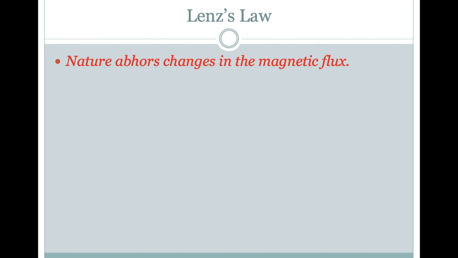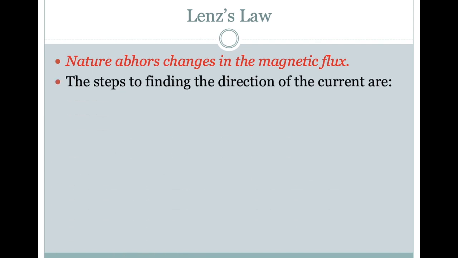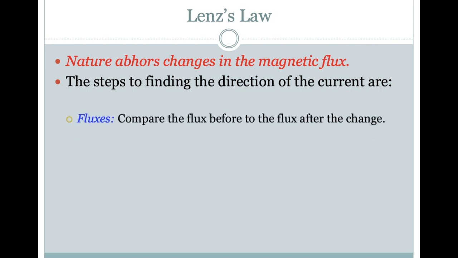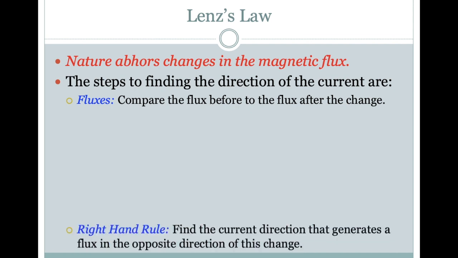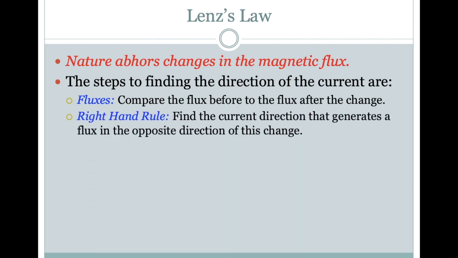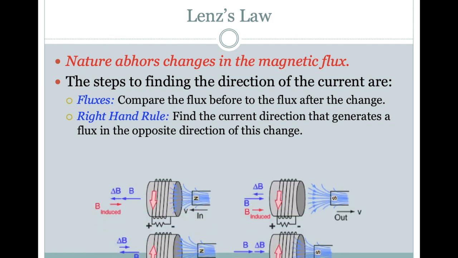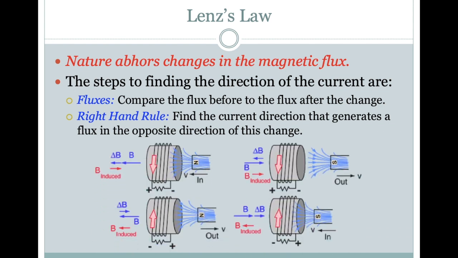Therefore, if a changing magnetic field causes a change in the flux, the circuit will respond by generating a current that opposes this. So, the steps to finding the direction of a current in a Lenz's law problem, or a Faraday's law problem, are to first consider the flux before and after the change. Then, we will use the right-hand rule to find the current direction that generates a flux in the opposite direction of this change. In the below example, I show a couple of situations in which this would occur.